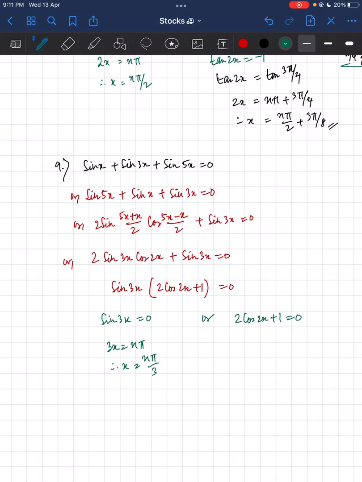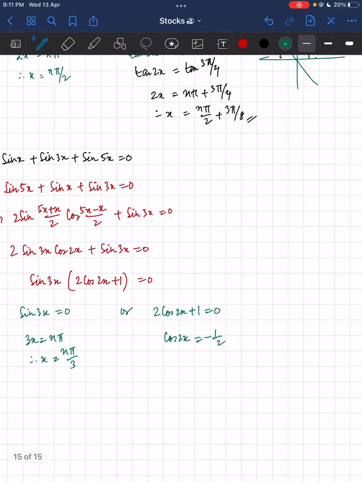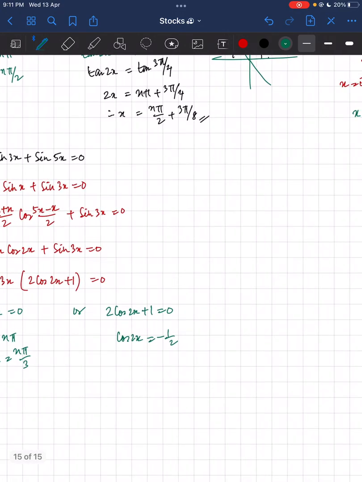Now 2 cos 2x plus 1 is equal to 0. So I'm going to write this one as cos 2x is equal to minus half. So what is the smallest angle for which cos x is minus half? It must be in second quadrant or third quadrant. But I don't need the third quadrant one, I need the smallest one. So it is the second quadrant. Now forget the minus sign. So cos x is half for what value? 60 degree. So this angle is your pi by 3, but my actual angle is pi minus pi by 3. So that comes out to be 2 pi by 3.